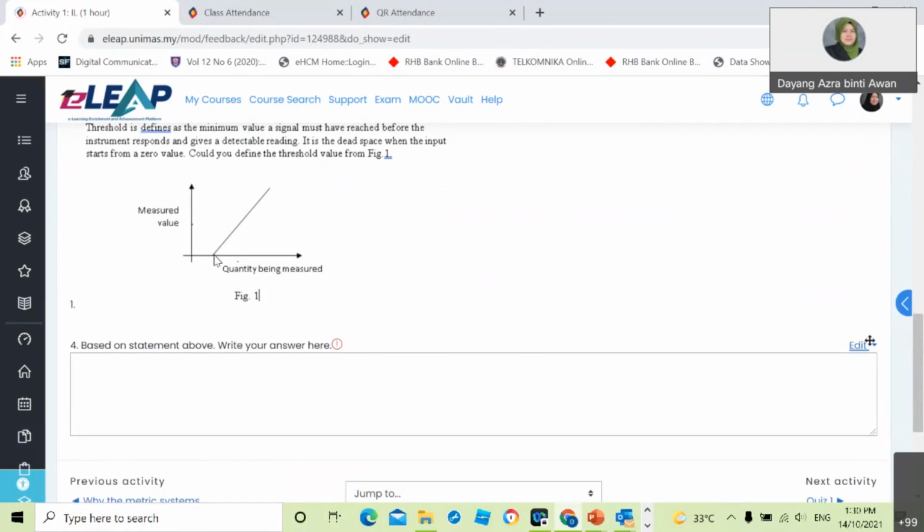Okay. So meaning that the threshold value is where your graph starts at the axis of x.